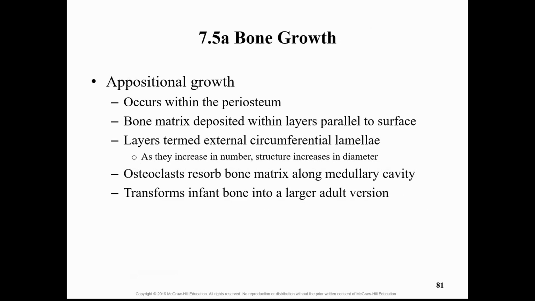Let's look again at that appositional growth. I mentioned this before, but I'm going to talk about it in a little more detail here. We've got our periosteum on the outside of the diaphysis and our endosteum on the inside of the medullary cavity. The osteoclasts on the inside are going to be reabsorbing bone, whereas the osteoblasts in the periosteum are going to be depositing more bone, and so our cortical thickness is going to get a little bit bigger, but the diameter of the diaphysis is going to get significantly bigger.